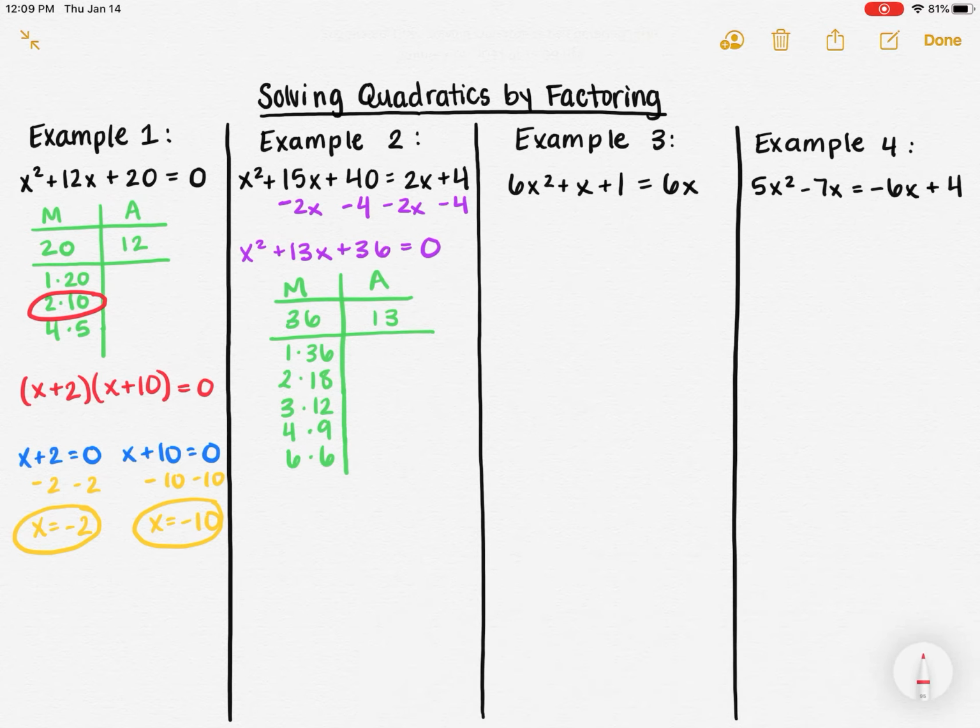So which of these would add to 13? 1 and 36 would add to 37. 2 and 18 would add to 20. 3 and 12 would add to 15. 4 and 9 would add to 13. 6 and 6 would add to 12. So 4 and 9 are my factors because they add up to 13.